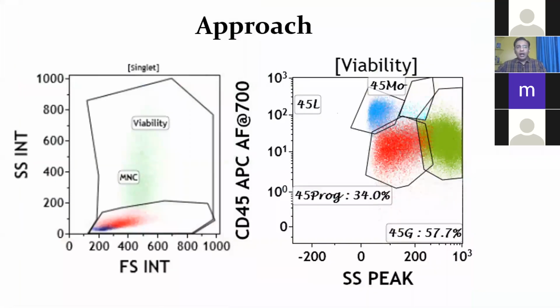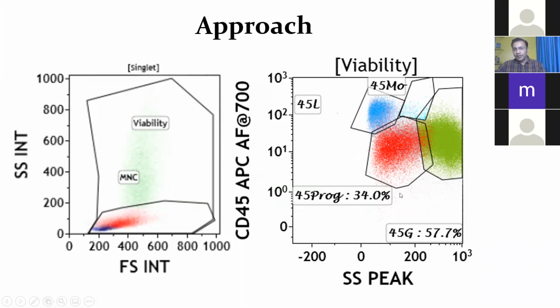Now, when we start an analysis approach, we start with side scatter and forward scatter based on the mononuclear cell gates, because we know the blast does not have granules, so they have low side scatter and their size is intermediate, so they look like the red population. You can see the red population represents the blasts, the blue population represents the lymphocytes, and the green population represents granulocytes.